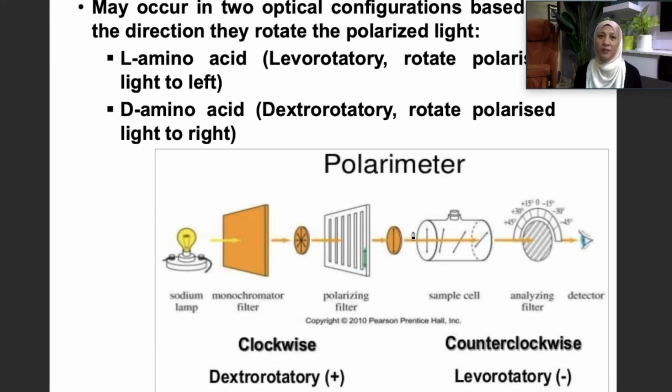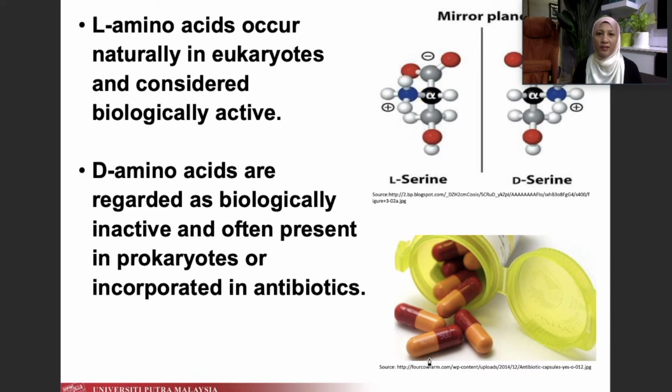As you can see from this slide, amino acids can also occur in two optical configurations. Either they are L amino acids or they are D amino acids. So what are the differences between these two? D amino acids are regarded as biologically inactive amino acids in eukaryotes, especially in mammals. And because of that, it is insignificant for eukaryotes, right? And it's also considered as unnatural amino acids.